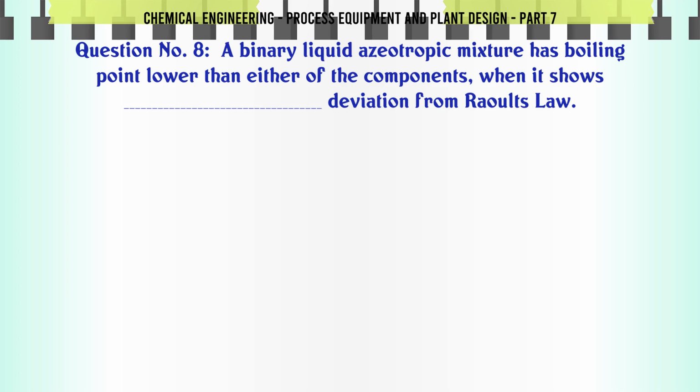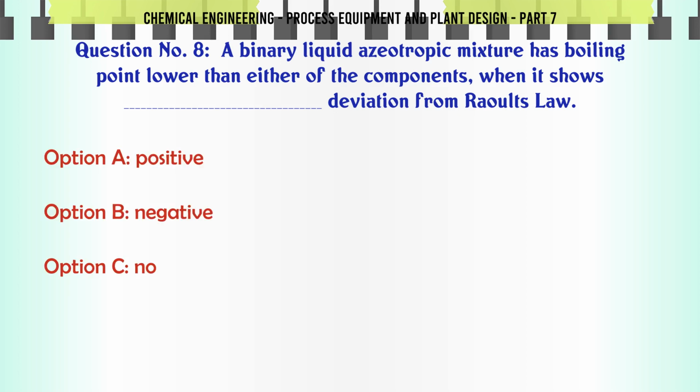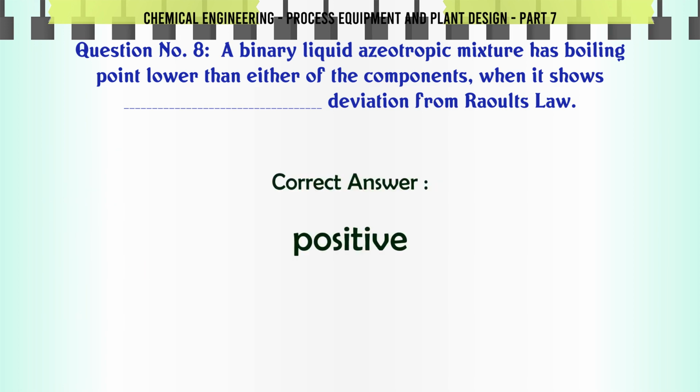A binary liquid azeotropic mixture has boiling point lower than either of the components when it shows blank deviation from Raoult's law. A. Positive. B. Negative. C. No. D. None of these. The correct answer is positive.